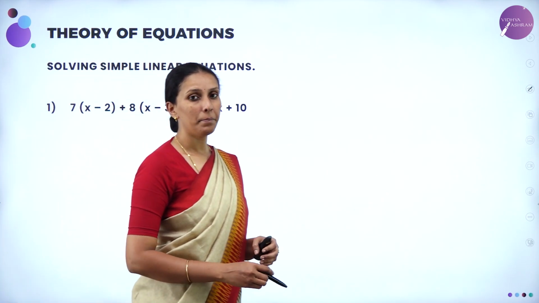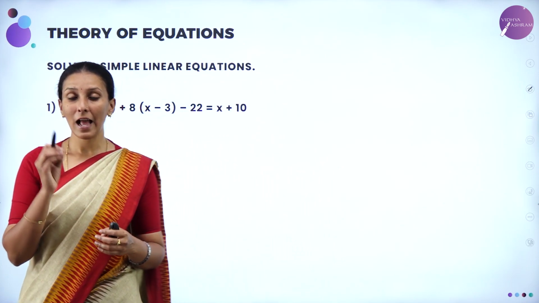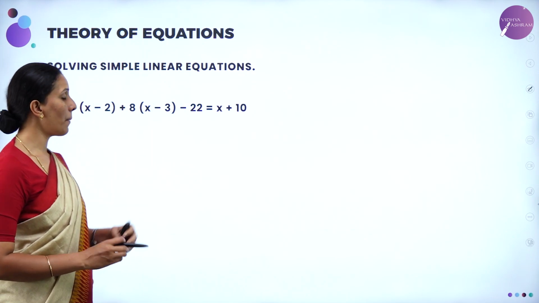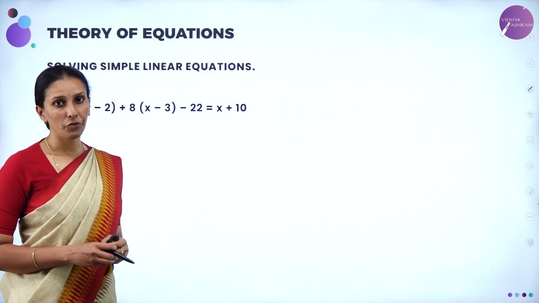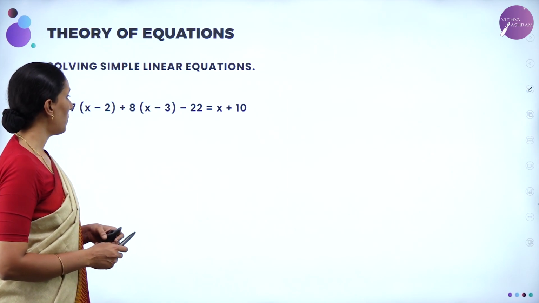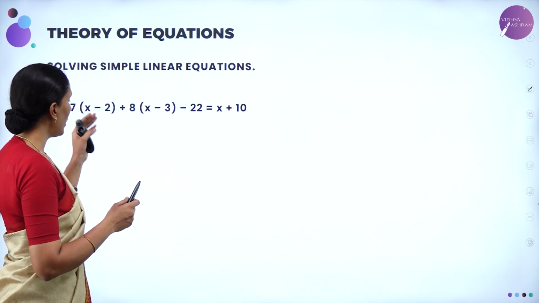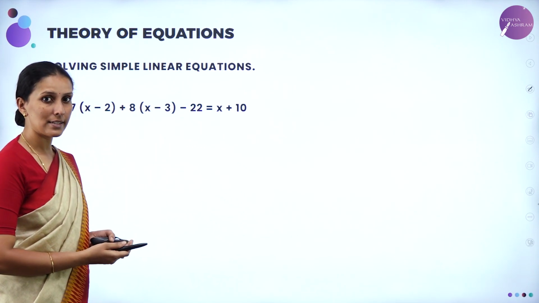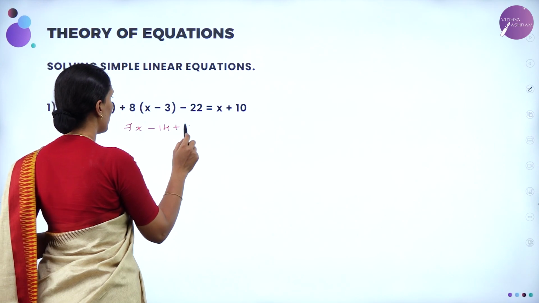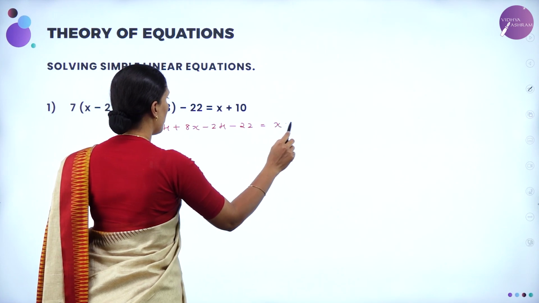Now, solving simple linear equations. I already told you an equation in which the variable has the highest degree as 1 is called a linear equation. Here a few examples of linear equations are given. We need to find out the solution for this. Here the equation is 7 into x minus 2 plus 8 into x minus 3 minus 22 is equal to x plus 10. Let us solve the left hand side as well as the right hand side simultaneously. So here it is 7x minus 14, 8x minus 24, minus 22, x plus 10.